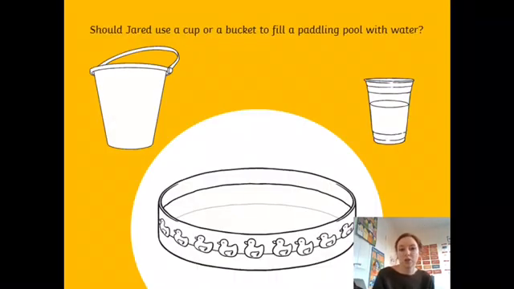Okay. Should Jared use a cup or a bucket to fill a paddling pool with water? So if he didn't have a hose, what would he be better to use? What would be a smarter container to use? Would it be smarter to use the bucket, or would it be smarter to use the cup here? What one would be more logical?